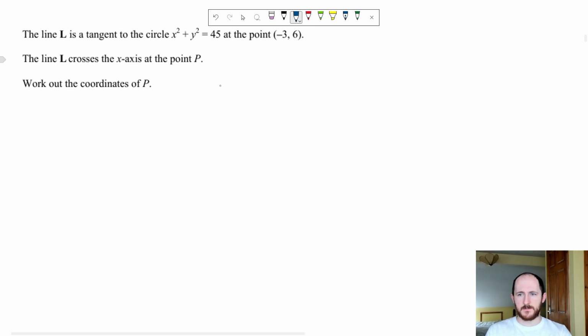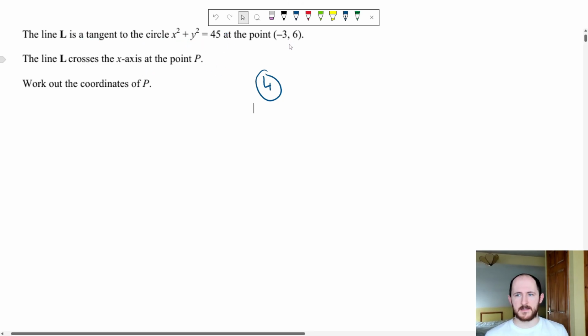This is a 4-mark question, and we have: L is a tangent to the circle x squared plus y squared equals 45 at the point (-3, 6). L crosses the x-axis at point P. Work out the coordinates of P.